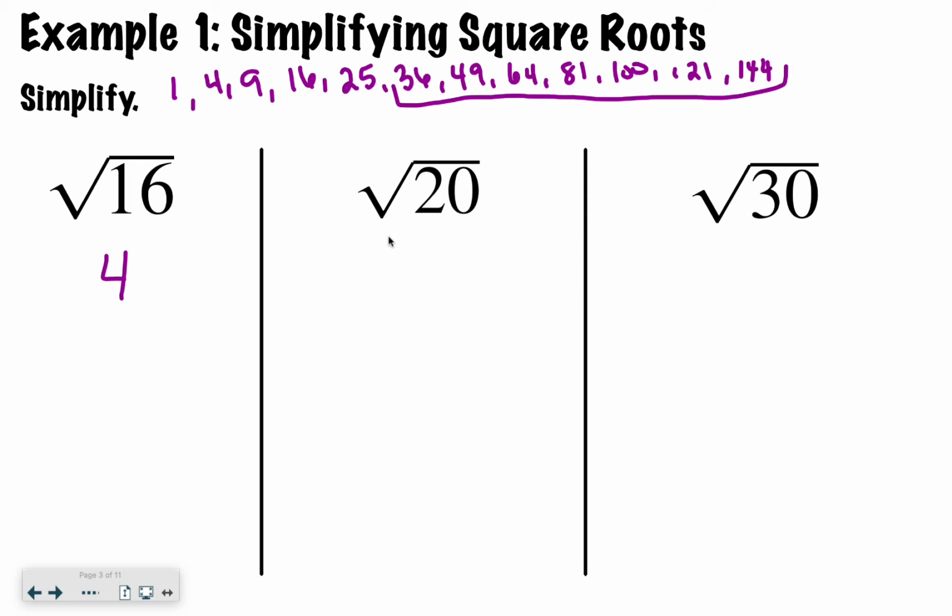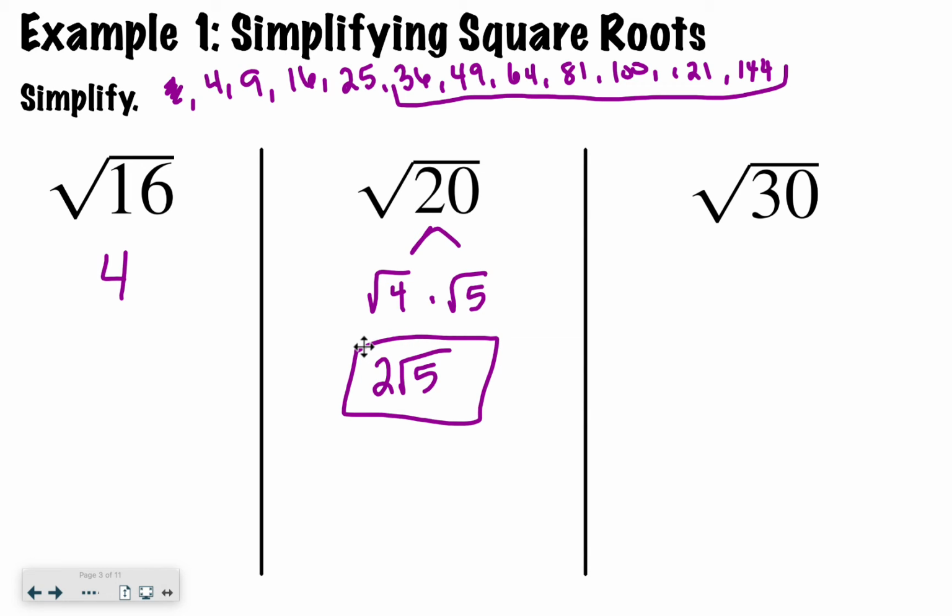And then we have the square root of 20. So what's the biggest of these numbers that multiply into 20? So 1 goes in there but doesn't really change anything. 4 goes in there 5 times. 9 doesn't, 16 doesn't. So that means I'm going to split this up. I'm going to say the square root of 4 times the square root of 5. And if I think about that, the square root of 4 is 2. So I would write 2. And then the square root of 5 doesn't break up any further. So this would be how I would write my answer. The square root of 20 as an exact answer is 2 square root of 5.